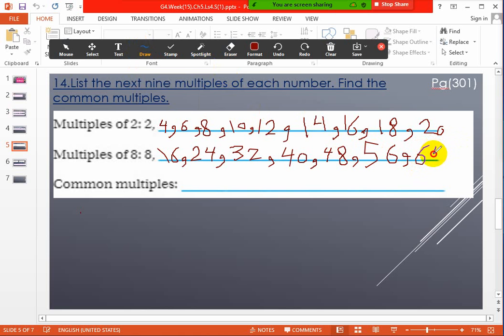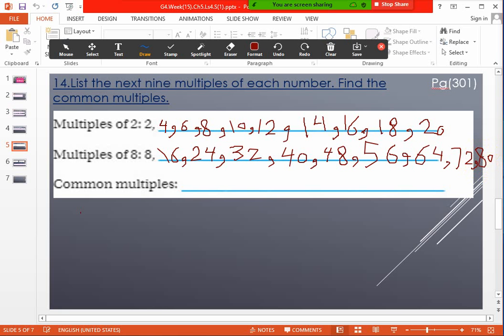Okay, now 8 multiply 9 equals, very good, 72. 8 multiply 10 equals 80. The last one is 80.